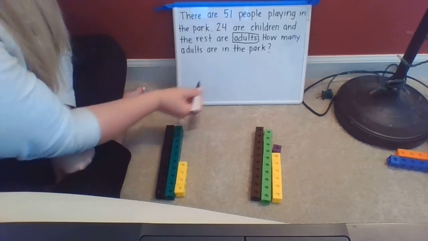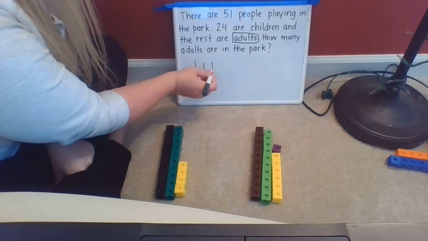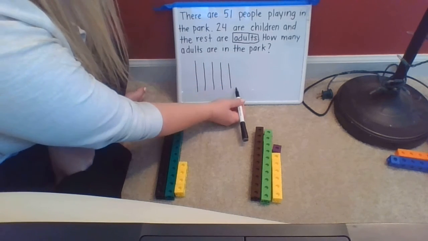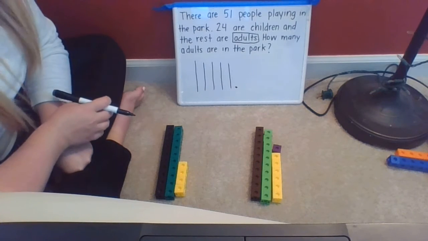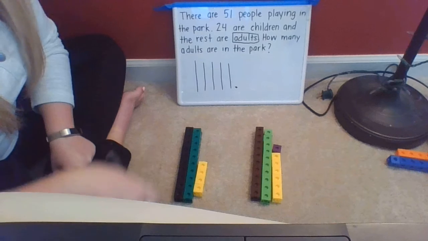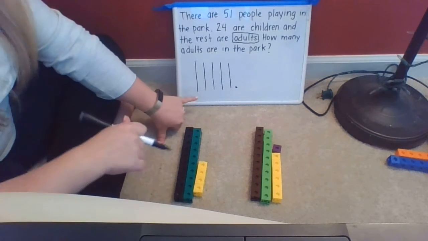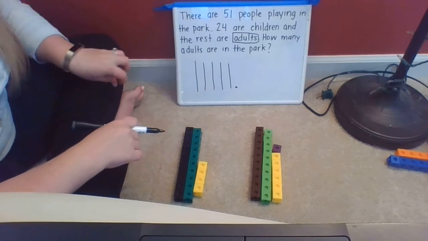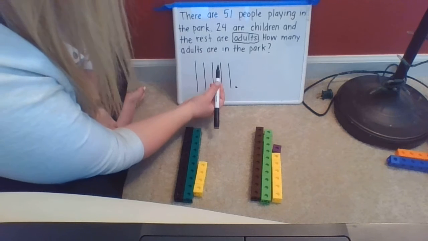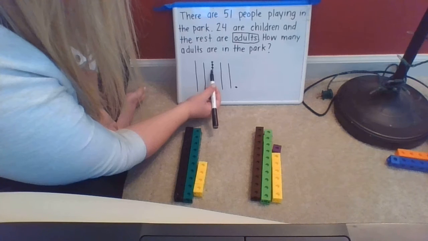We started with 51 people. 10, 20, 30, 40, 51. Then we separated the children out, the part that we already knew. We didn't take them away, they're not gone. We just separated them, so when I do it on my picture, I'm not going to cross them out, I'm just going to separate. Watch. 10, 20, 24, remember? 21, 22, 23, 24.